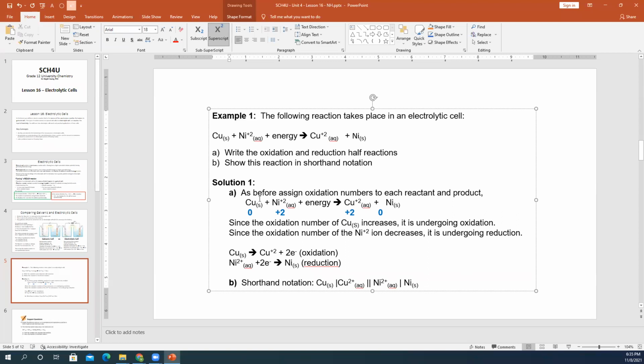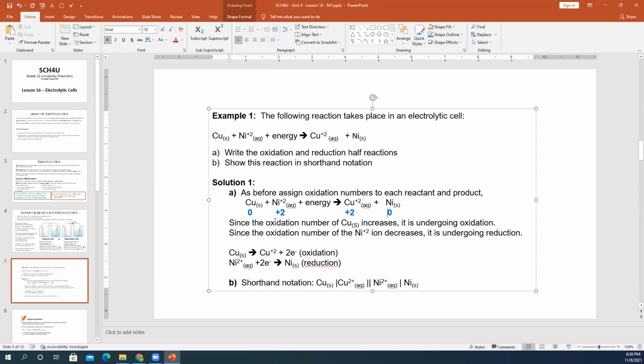Now, notice that in the beginning, in the reactants, copper started out with an oxidation number of 0. And this oxidation number now increased to +2. So because the oxidation number increases, it is undergoing oxidation. So copper is becoming oxidized. And since the oxidation number of the nickel ion is decreasing, so it started out with 2 and it's going down to 0, line it up right underneath nickel to make sure it's clear.